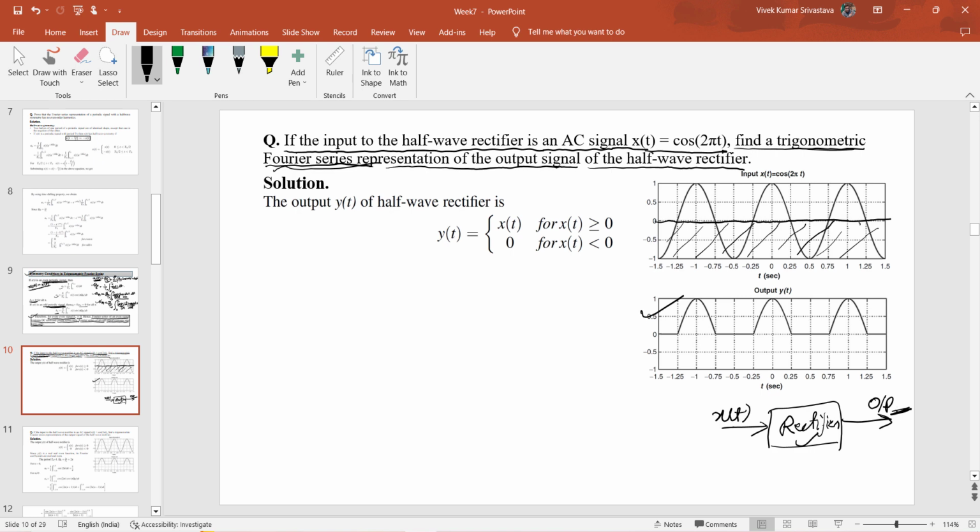Let us now find the trigonometric Fourier series representation of this signal, that is y of t. But before that, let us check whether this signal satisfies the even or odd symmetry or not.